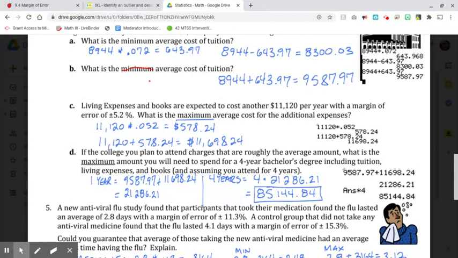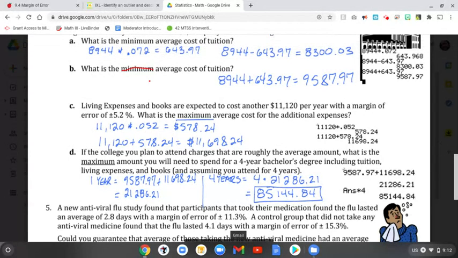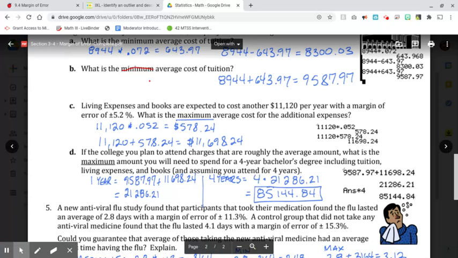So D says if the college you plan to attend charges roughly the average amount, what is the maximum amount you will need to spend for tuition, living expenses, and books? So take the highest amount for the tuition, and you get $9,587.97. That was our highest amount.